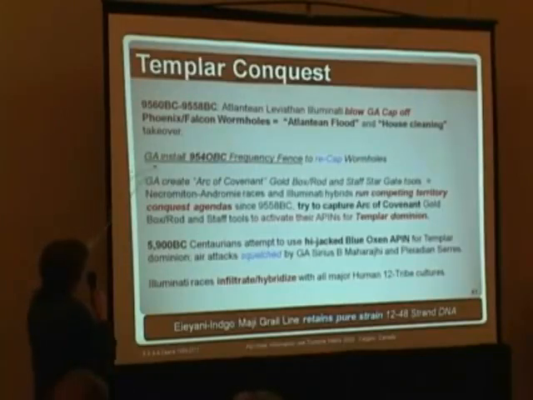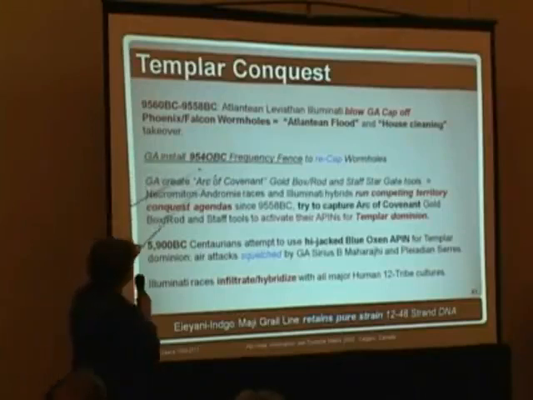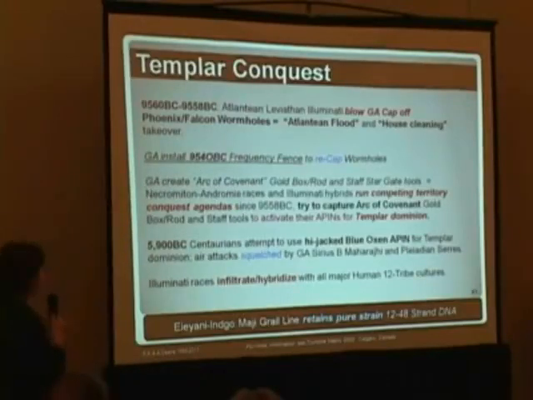So the Guardian Alliance installs a frequency fence to recap the wormholes. The Guardians create the Ark of the Covenant gold box, rod, and staff Stargate tools, and those are used to activate the Stargates, open the portals. So this becomes something that everybody wants.